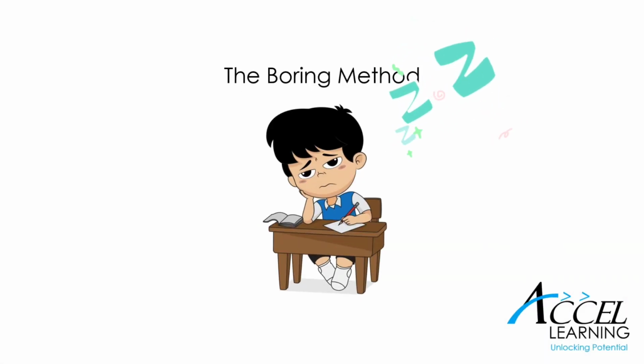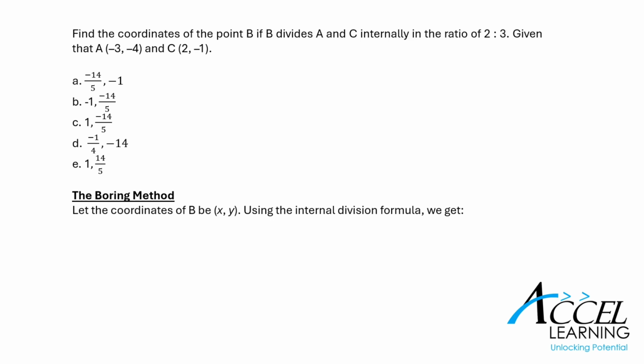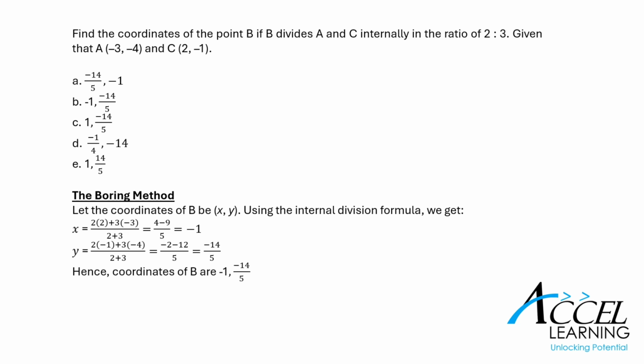Let's see how most people solve this kind of problem, the boring method. Here's the same question. Pause the video now to see if you want to solve it first before we do. So, the standard method: let the coordinates of B be x and y. Using the internal division formula, we get x equals (2 times 2 plus 3 times -3) over (2 plus 3), equals (4 minus 9) over 5, equals -1. Y equals (2 times -1 plus 3 times -4) over (2 plus 3), equals (-2 minus 12) over 5, equals -14 over 5. Hence, coordinates of B are (-1, -14/5). And the answer is letter B. And the estimated time to arrive at the answer is 45 seconds.